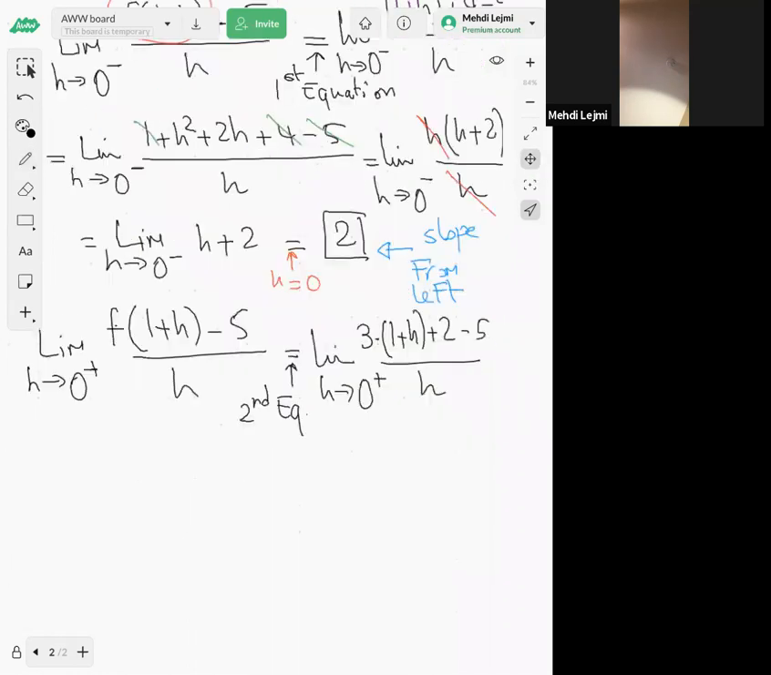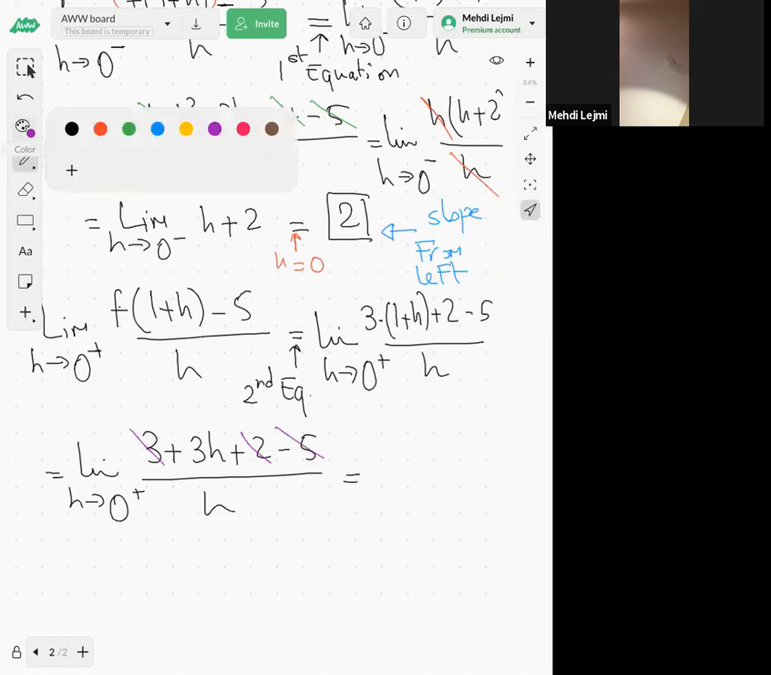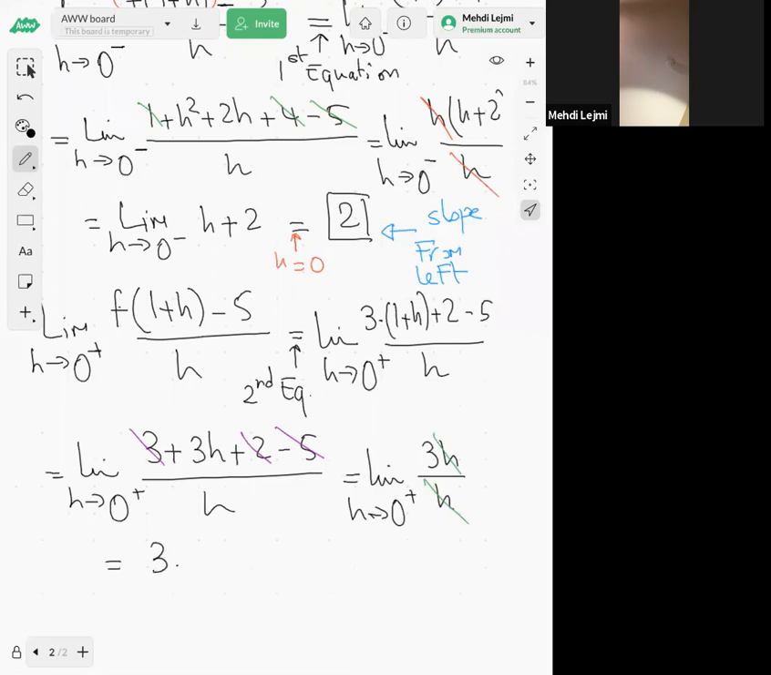So this is equal to the limit as h goes to 0 plus. 3 times 1 is 3, 3 times h is 3h, plus 2 minus 5, over h. So 3 plus 2 minus 5 is going to be 0, so it cancels out. And so it's just 3h over h. So as h goes to 0 plus, 3h over h cancel out, and so it's just 3. So this is my slope from the right side.